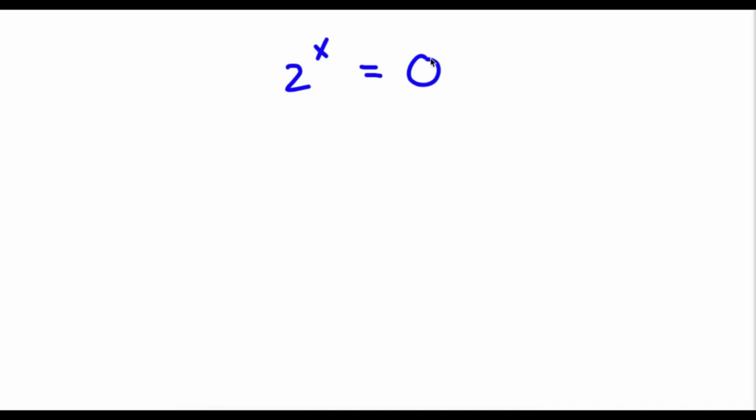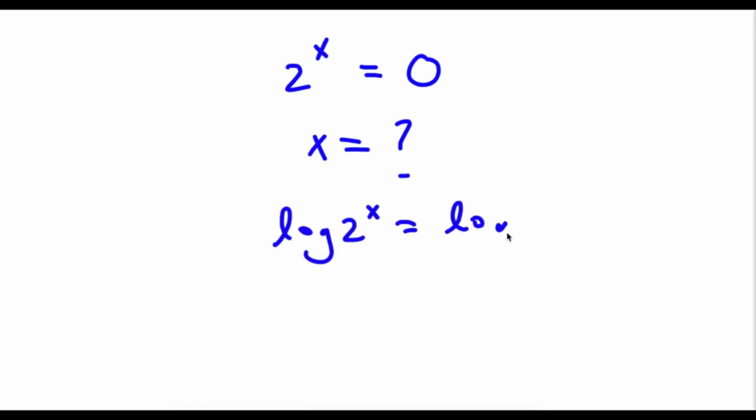Alright, so I have 2 to the power of x equals 0. And I want to find the value of x. So first off, I'm going to take the log on both sides. So now I have log 2 to the power of x is equal to log 0.